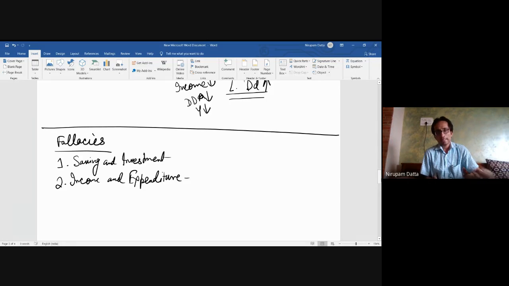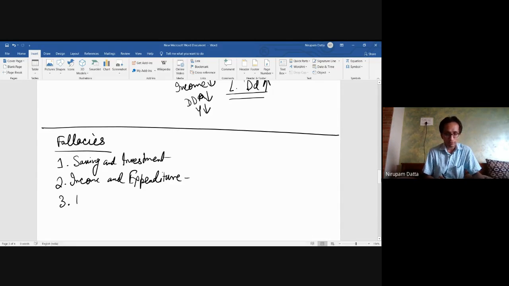So at the aggregate level, that means at the economy level, aggregate income will always be equal to aggregate expenditure. But at the individual level, it may happen that sometimes your income is more than your expenditure and sometimes your expenditure is more than your income. So these are the differences, the fallacies that happen when we consider an individual or an economy.